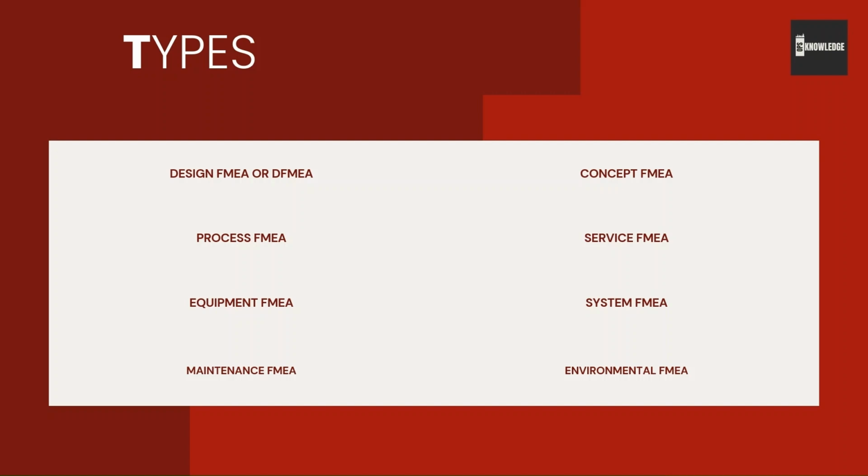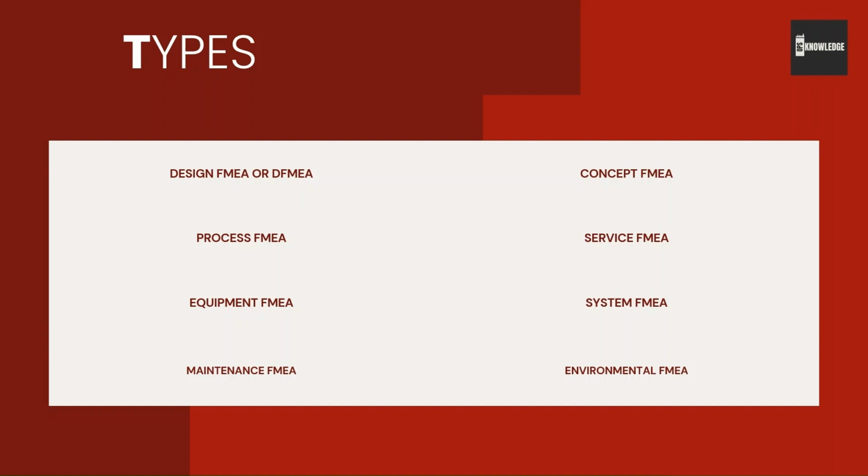Service FMEA is applied during service design and delivery planning to identify and mitigate risks impacting service quality and customer satisfaction. System FMEA is performed during early system architecture integration to address potential failures arising from interactions between subsystems and interfaces. Environmental FMEA is used during product or process design and operation to prevent negative environmental impacts and ensure regulatory compliance.